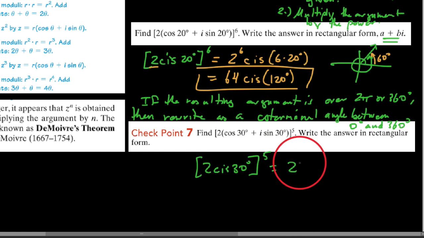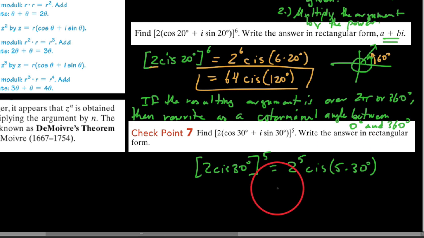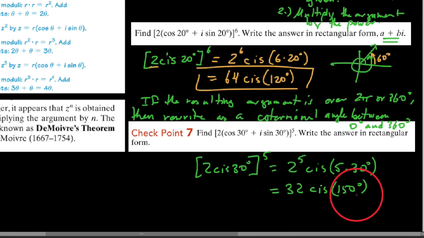According to DeMoivre's theorem, we'll raise our modulus to that power, and then we'll take our argument times that power. So we have 5 times 30 degrees. So really 2 to the 5th, that would be half of 2 to the 6th, because we would take 2 to the 5th times 2 to get 64. So basically 32, and we could check that on a calculator, but our argument here is 150 degrees. And so because this isn't over 360 or negative, we could say that this is our result right here.